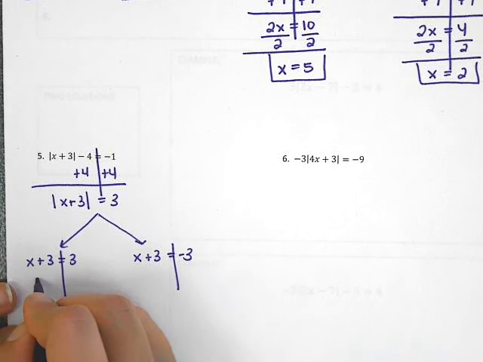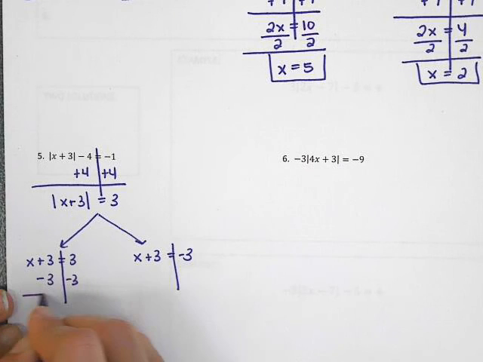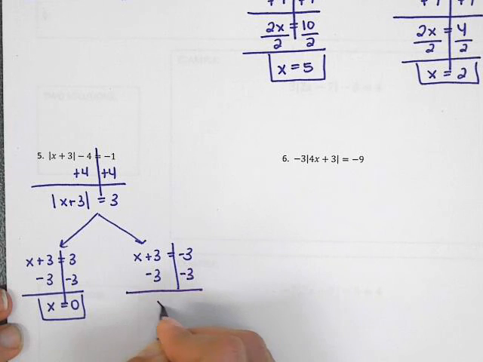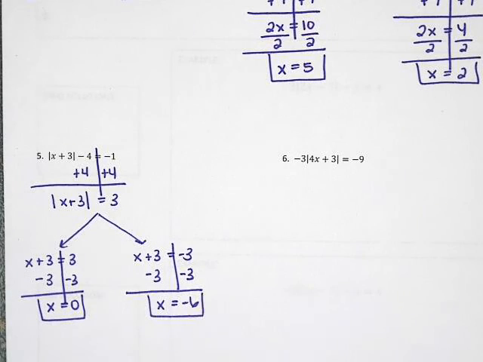Now what I'm going to do is solve these separately. You'll notice the absolute value symbols are gone because once you break it out, it broke out of jail, you don't have to write them anymore, and you get 2 separate answers.